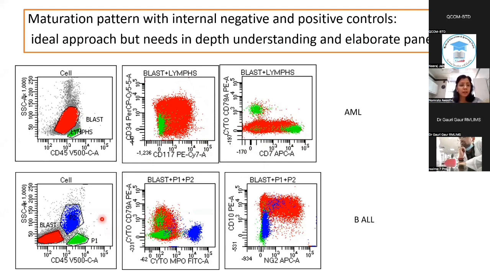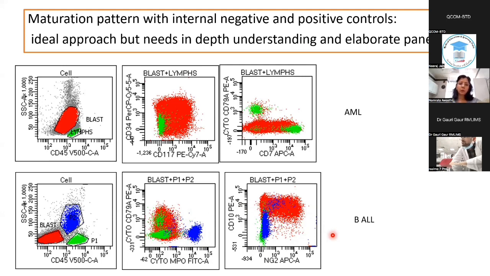In a case of B-ALL, I have created a gate around the granulocytes also, because I wish to see whether my cytoplasmic MPO is working or not. Here, the blast cells are negative for MPO, whereas my normal granulocytes are giving a good positive staining for MPO. And my blasts are showing cytoplasmic CD79A positivity, similar to the normal B cells here. The blasts are expressing CD10 and NG2, and this was a case of B-ALL.